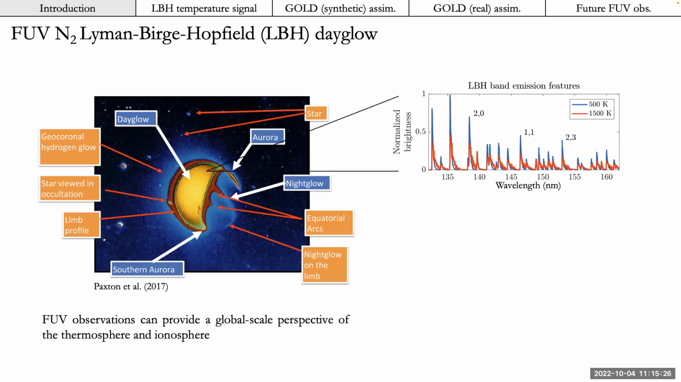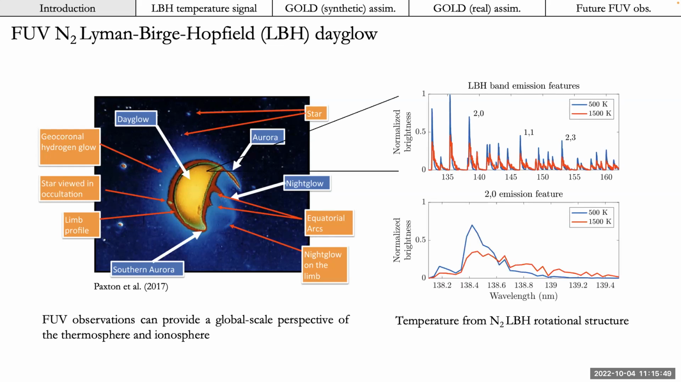Now, if we could spectrally resolve the day glow in this image, we would see the N2 Lyman-Birge-Hopfield, or LBH, bands. The figure on the top right shows the LBH band system over about a 30 nanometer bandwidth, about the same that GOLD measures, at different temperatures with some of the major bands labeled.